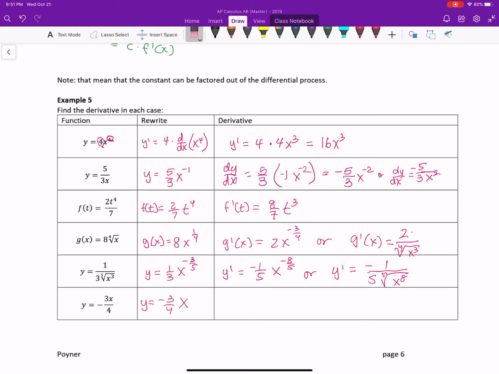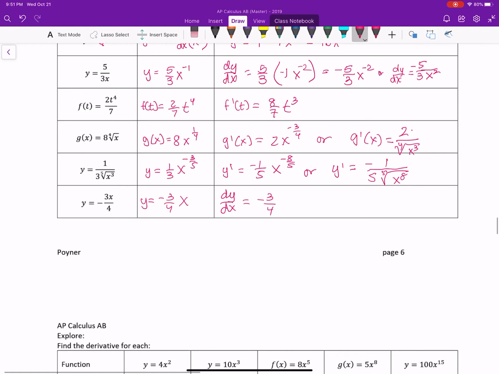I think I'll write dy/dx. And that's it. Now notice some of the answers, you could also have taken out an x, you could have simplified some of those, you could have rationalized. Unnecessary and not needed. You don't have to do that. All right.